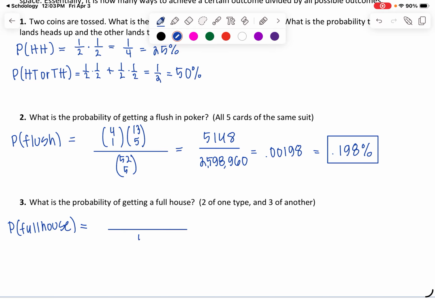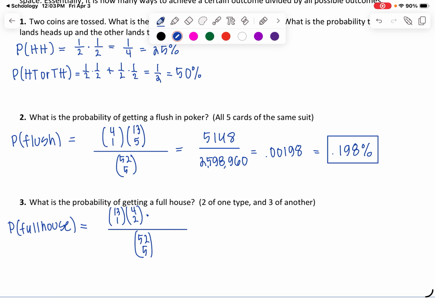Once again, I'm getting 5 cards from that deck of 52. If you don't know what a full house is, you're getting 2 of one type, like 2 aces or 2 queens or 2 jacks or 2 sevens. There are 13 different cards you can have: ace, king, queen, jack, 10, 9, 8, 7, 6, 5, 4, 3, 2. So there are 13 and you're going to choose one of them.